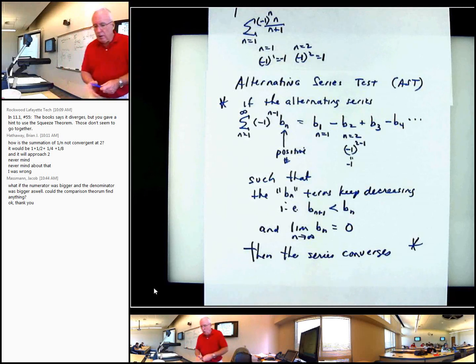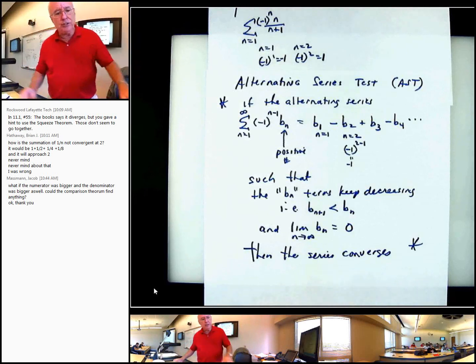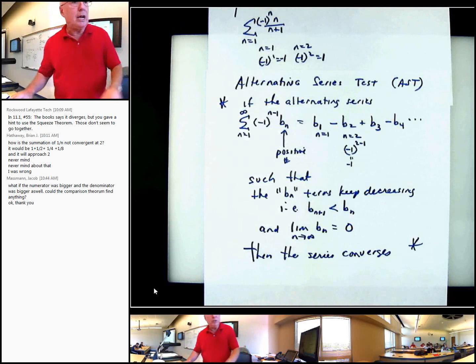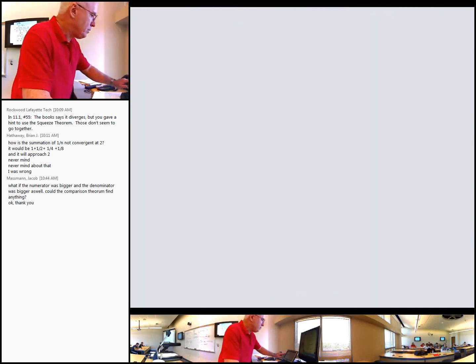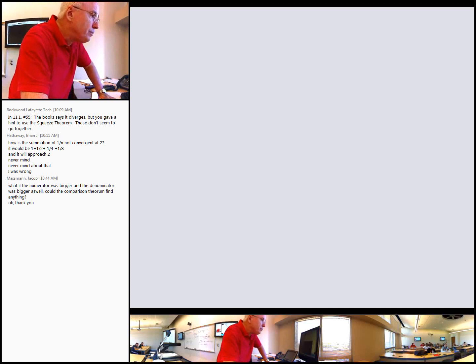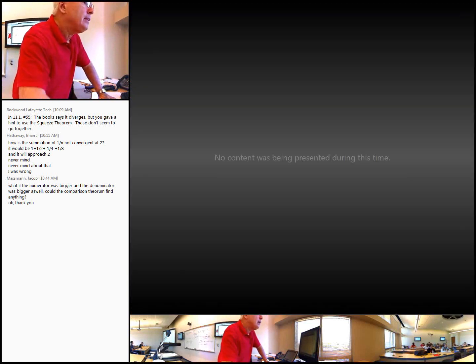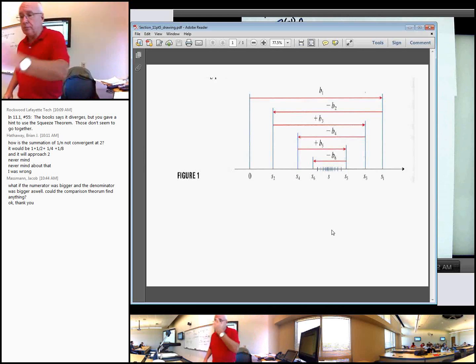All right. What I want to show you here is just a little slide which kind of shows you how this works. And let's see, where is it here? All right. This is, I scanned this from the textbook.